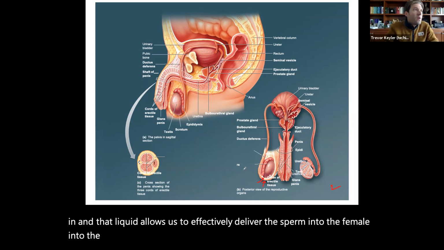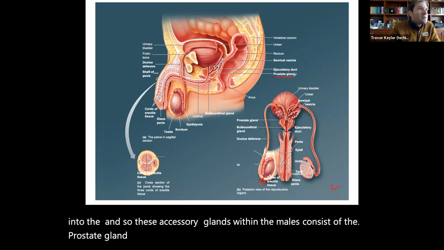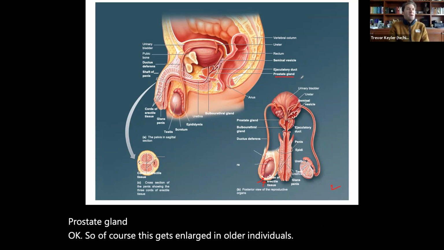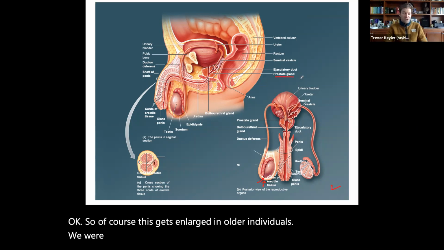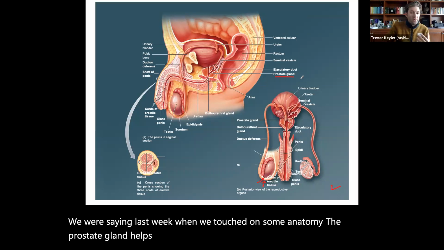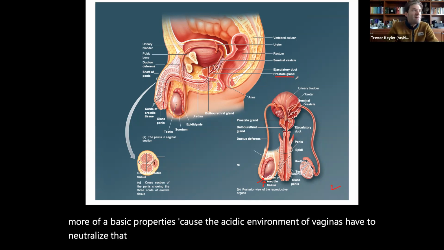These accessory sex glands within the males consist of the prostate gland. Of course, this gets enlarged in older individuals. We were saying last week when we touched on some anatomy, the prostate gland helps submit that liquid. It makes up most of the semen, and it has more basic properties because of the acidic environment of the vagina. We have to neutralize that so the sperm can survive and reach the oviduct.